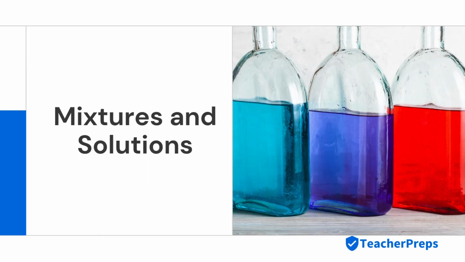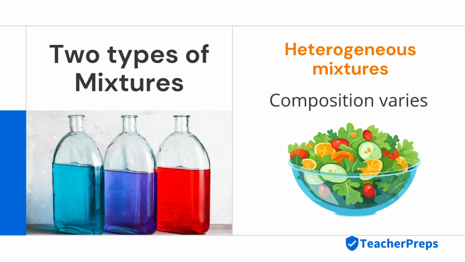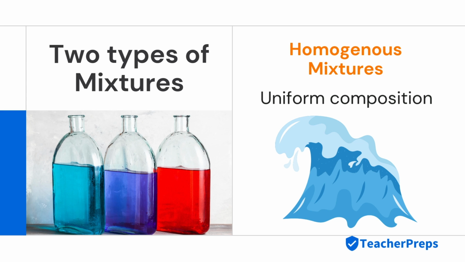Up next, let's now move to talking about mixtures and solutions. Note that mixtures are a combination of two or more substances, not chemically bonded. There are two types of mixtures that you'll want to know for your exam. The first is a heterogeneous mixture. An example is a salad because you can see and pick out the individual ingredients. On the other hand, homogeneous mixtures have uniform composition. An example here would be salt dissolved in water, where the salt is evenly distributed throughout the solution.